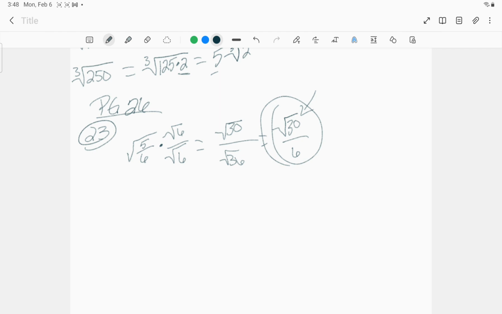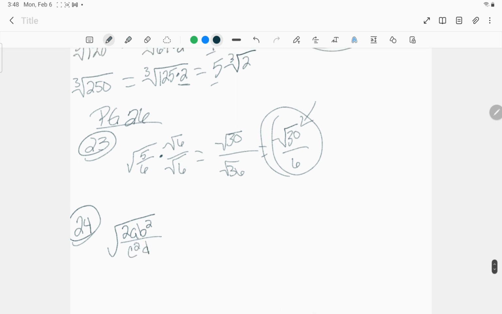All right. So number 24, I'll do it, but make sure that you understand what you're doing and you're not just writing this answer down, because you will see another one that is similar to this on the test. So make sure that you understand this. Okay, so I have the square root of 2ab squared over c squared d. All right, so I need to make the denominator a perfect square. And how am I going to do that? I'm going to multiply both the top and the bottom by the square root of d, because I already have c squared, so I'm done with that.